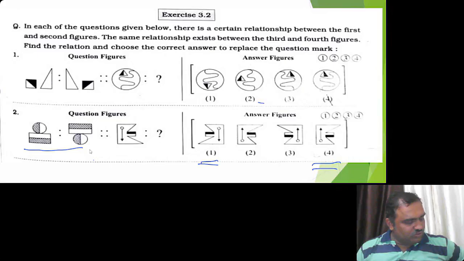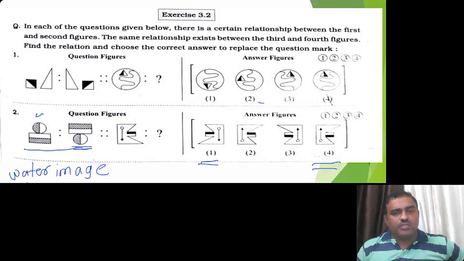4, 4. Avdut 4, Divya 4, Rohini 4. Okay, let's see. See, this circle was at up. In the next figure, it is down. Means it is a water image, because up becomes down, down becomes up in water image. So it is water image. And this moves, it is at down, this moves up. So definitely it is a water image.